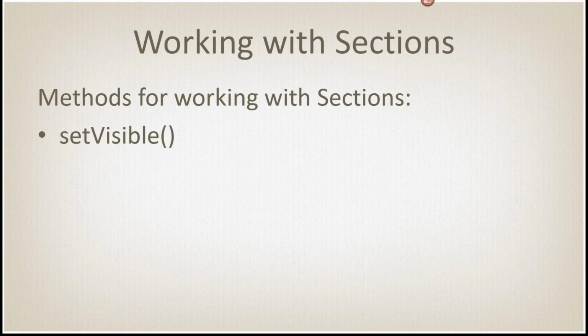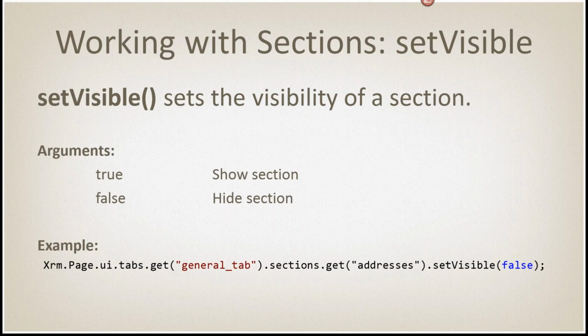So sections work exactly like tabs. The only difference with working with a section is that sections are dependent on the tab. So you get a handle to the tab using xrm.page.ui.tabs.get and then the name of the tab, then .sections.get and the name of the section, and then you can do things like set the visibility to false, which would hide it, or true, which would show it.